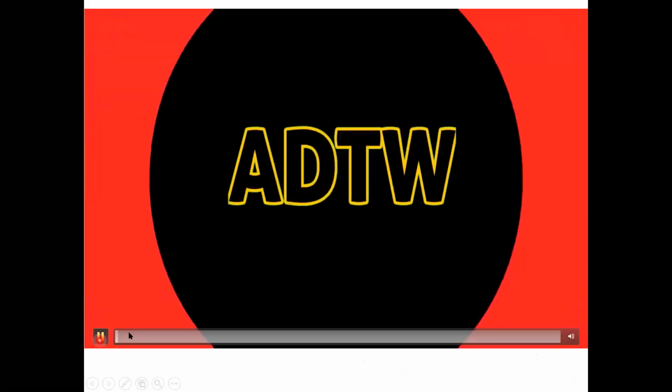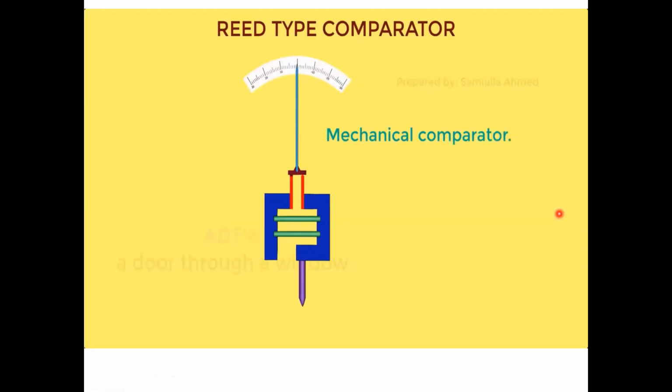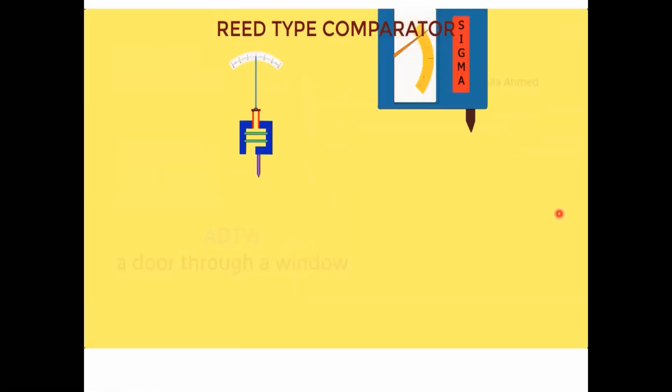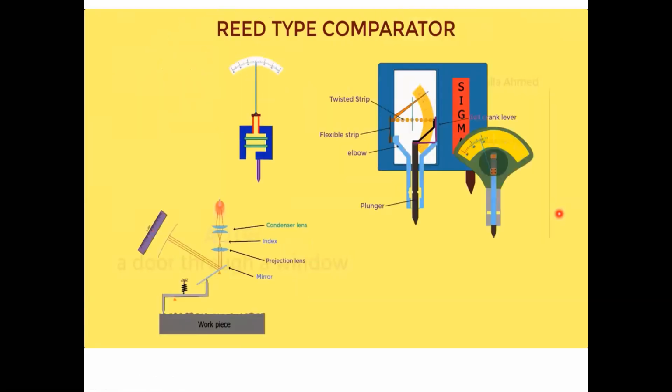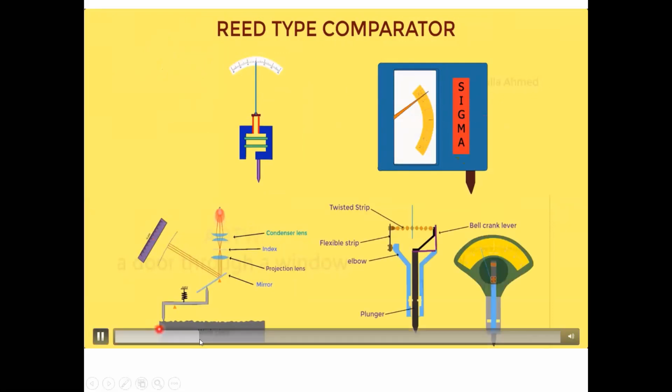You can see videos in the small video here. Reed type comparator is a mechanical comparator. For those of you who don't know what comparator means, a comparator is a precision instrument used to compare the dimensions of a given working component with an actual working standard. There are different types of comparators available. If you're interested to know the construction and working of all the comparators, the link is provided in the description of this video. You can click on the link for all the types of comparators.